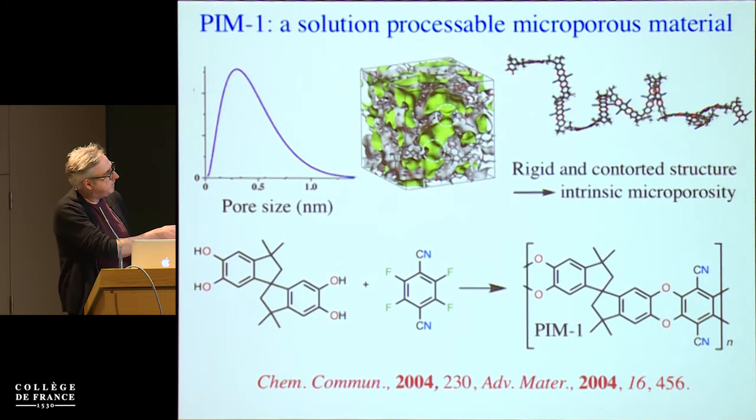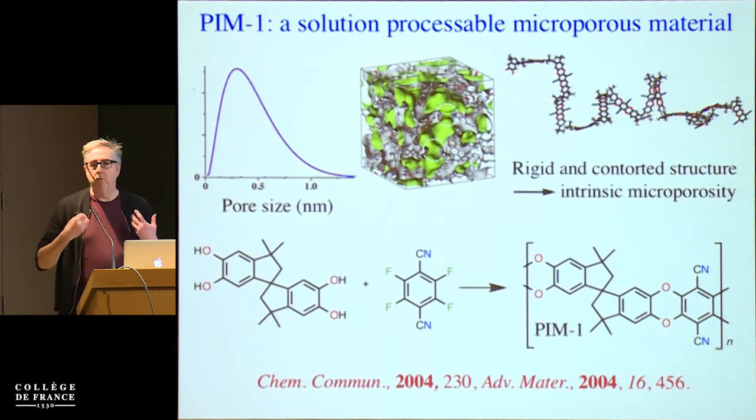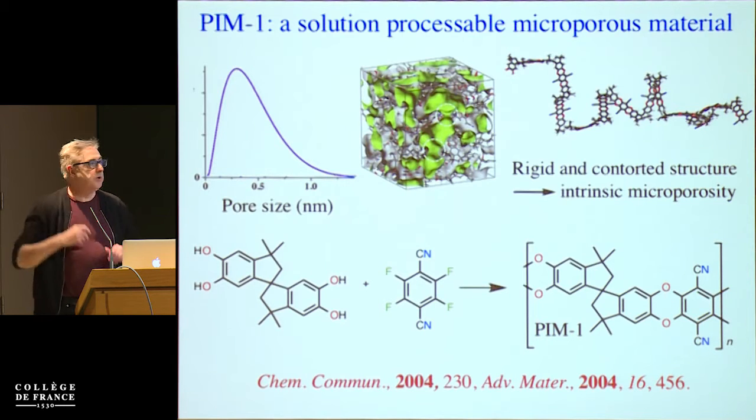The chemistry is quite straightforward. We use a nucleophilic aromatic substitution reaction of a catechol with a fluorinated monomer, and this forms a ring structure, and that allows the whole of the polymer to be a ladder of rings. So we've stopped all rotation around the backbone.